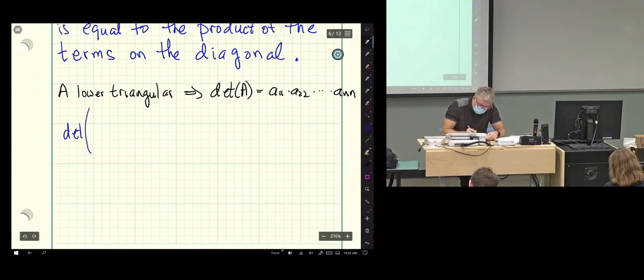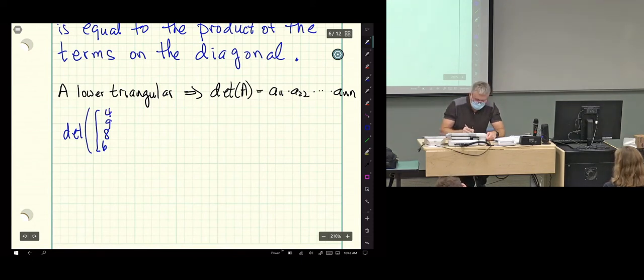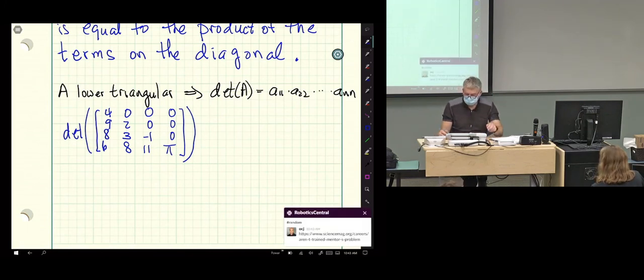So the determinant of, for example, let's see, I have 4, 9, 8, 6, even I have a hard time thinking I can't do better than that. 4, 9, 8, 6. 0, 2, 3, 8. See, most of the stuff is completely worthless. 0, 0, -1, 11, 0, 0, 0, pi, just for the fun of it. It's another perfectly good real number.